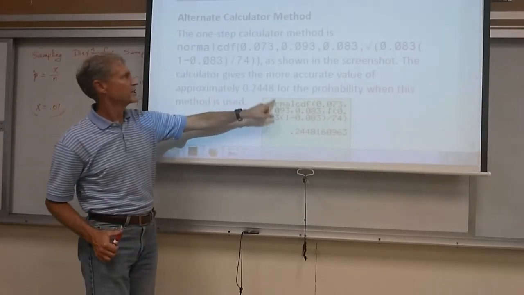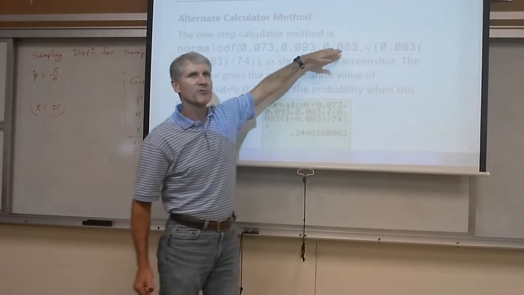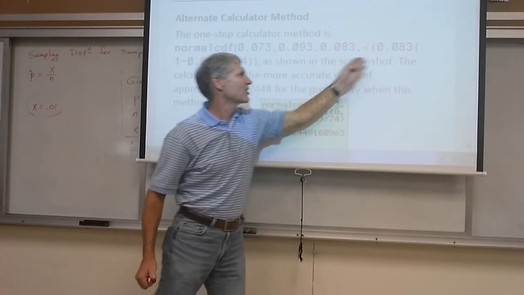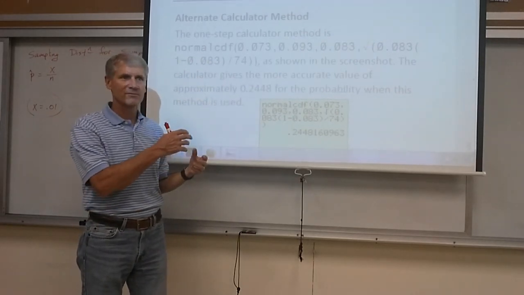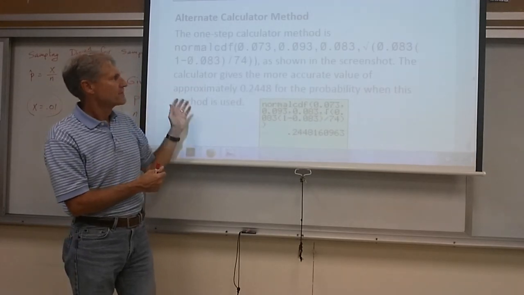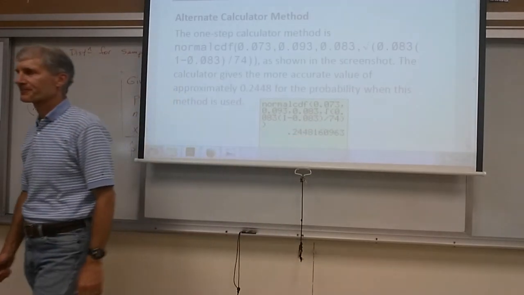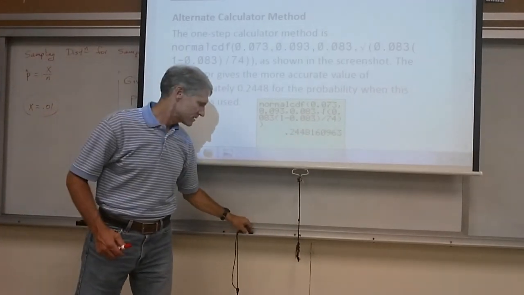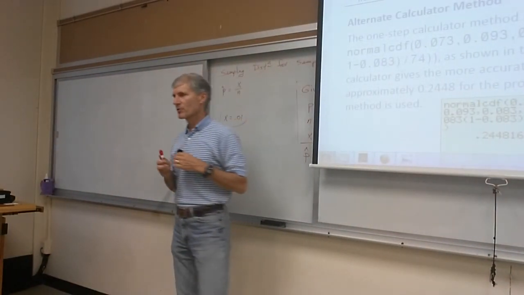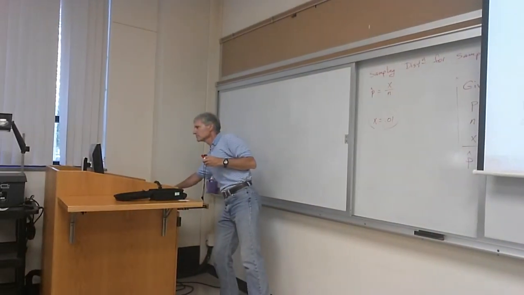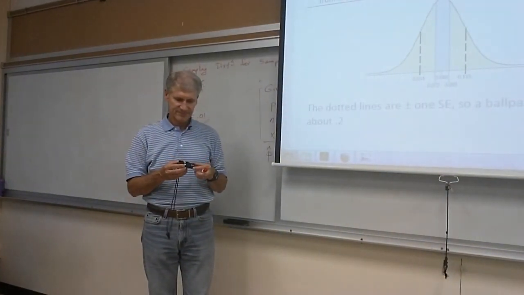Okay, so you do normal CDF, 0.073, 0.093, mean of 0.083, and then this big long nasty expression for the standard error, but I would just enter the 0.03207 or whatever it was. As long as you enter enough decimal places of accuracy, you should get that same number too. Say that again. 0.115. Yeah. There.